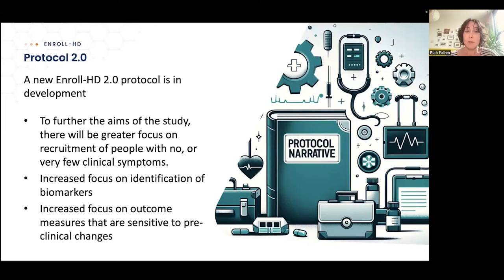So this protocol is in development. It's kind of getting refined at the moment, and it's kind of a big job, because Enroll is very large, and obviously we want to make sure that when we're bringing out a new protocol, a new version of the study, that it's doing what we want it to. So it's currently in development.